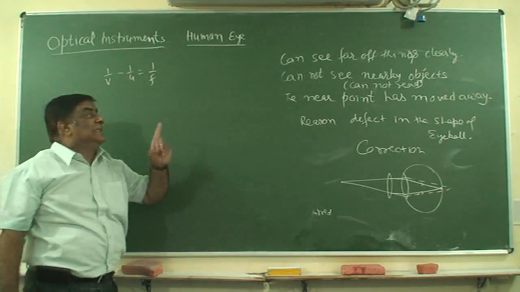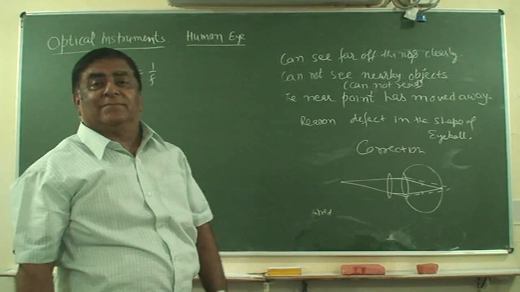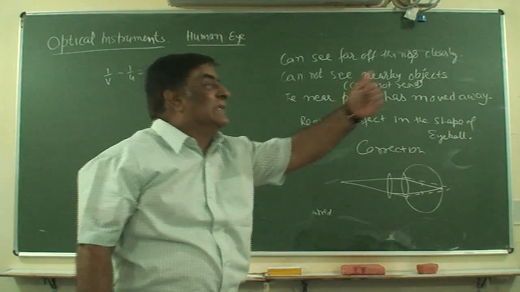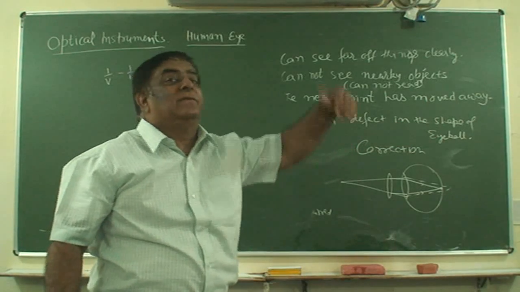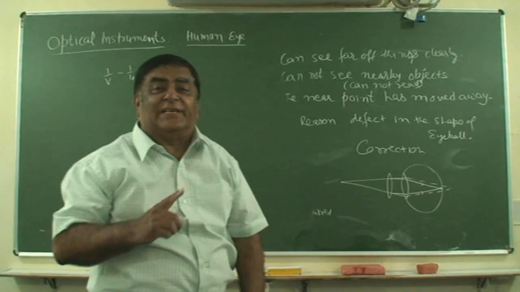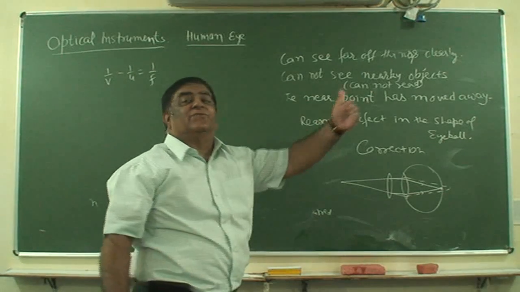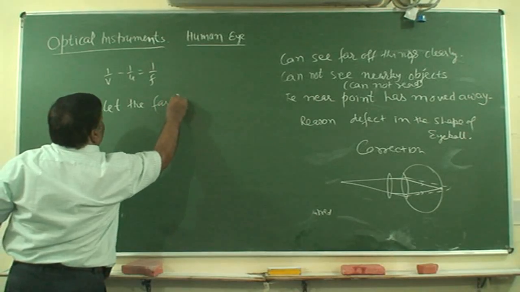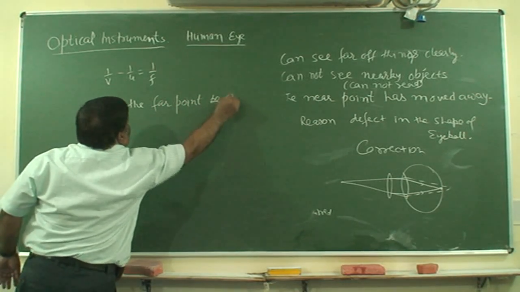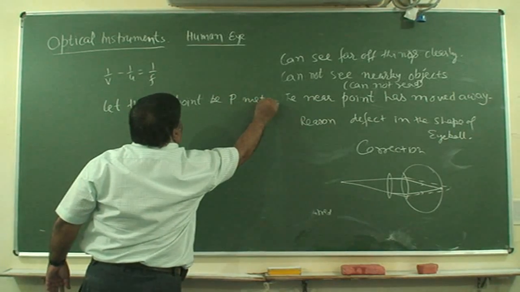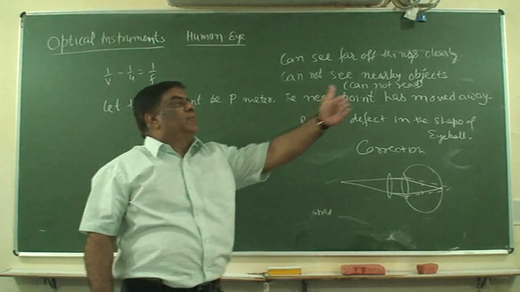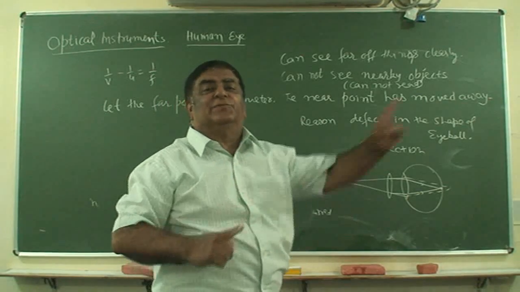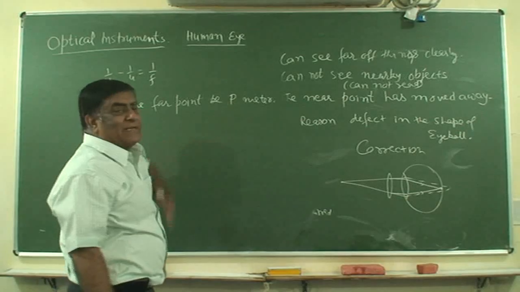Now in this, the person is not able to see faraway things. He is able to see at a distance of 6 meters, at a distance of 4 meters, like that, but not beyond that. That means, where is the change? The answer is, the change is at his far point. Let the far point be P meter. A person is able to see up to 3 meters very clearly. Beyond that he cannot see. Then what does it mean? His far point is 3 meters. Okay, so his far point is P meter.